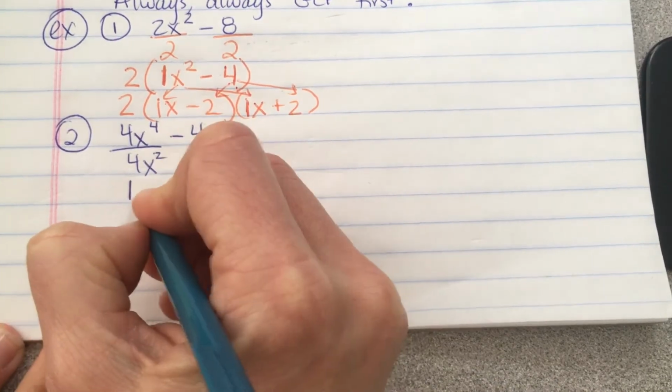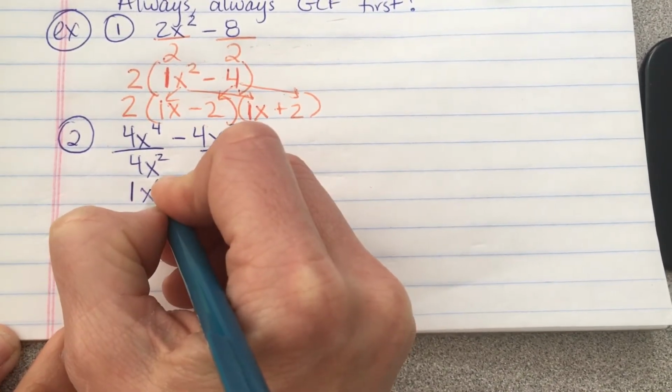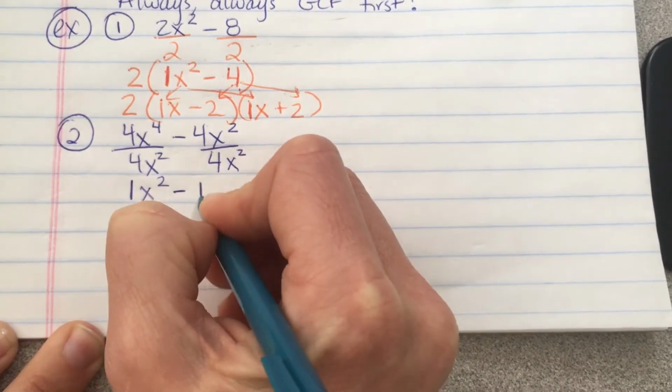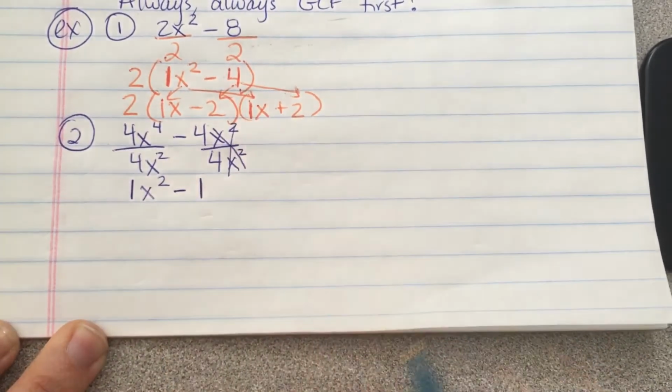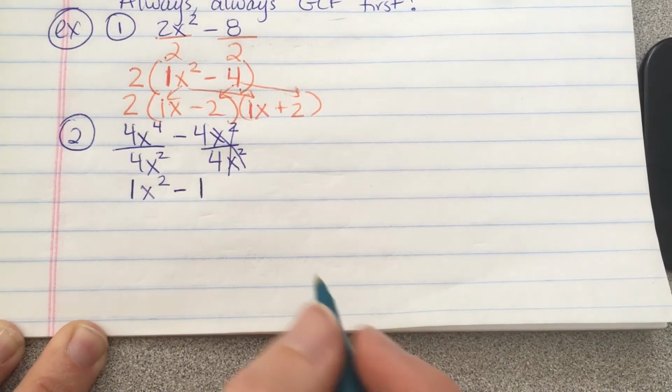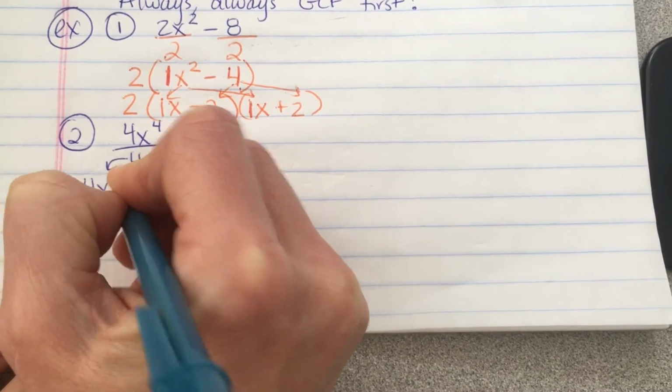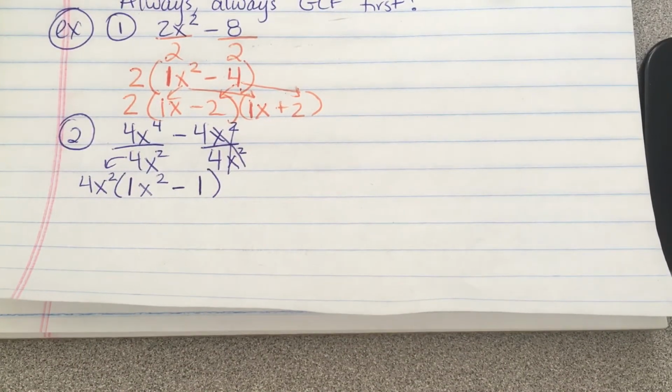All right, now you divide. 4 divided by 4 is 1. X to the 2nd. Negative 4 divided by 4 is negative 1, and your x's cancel. Put it in parentheses. 4x squared goes out front. Okay? All right, check what's in parentheses.